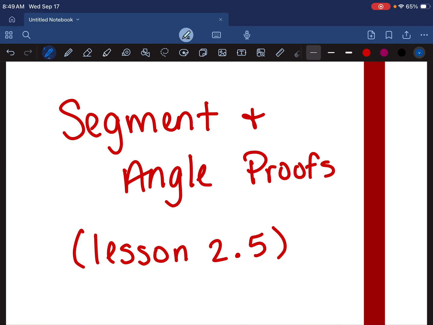Okay, today we're starting 2.5, which we will do today and tomorrow. We're going to do the first part. We're going to talk about segment and angle proofs. Truthfully, today we're just going over different properties, postulates, theorems, things like that. We'll practice some in class on identifying those things, and then tomorrow we'll go through the actual proofs.